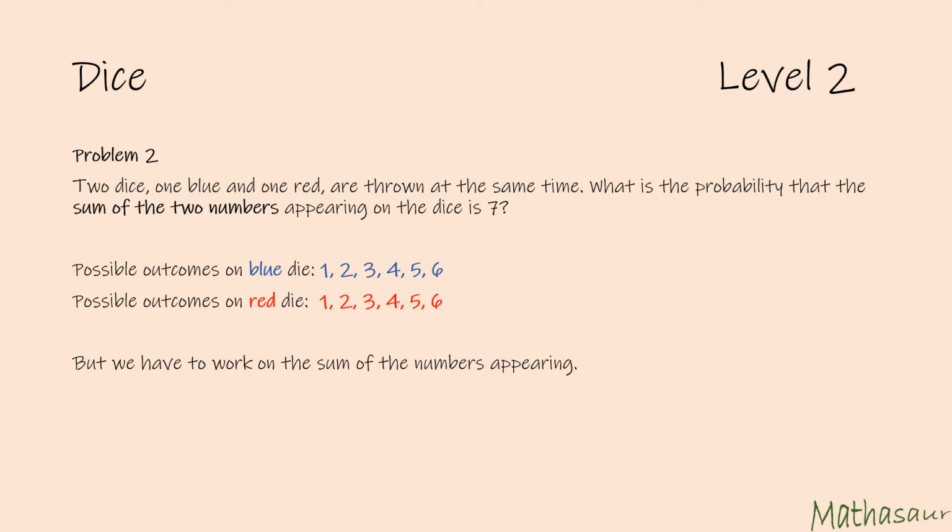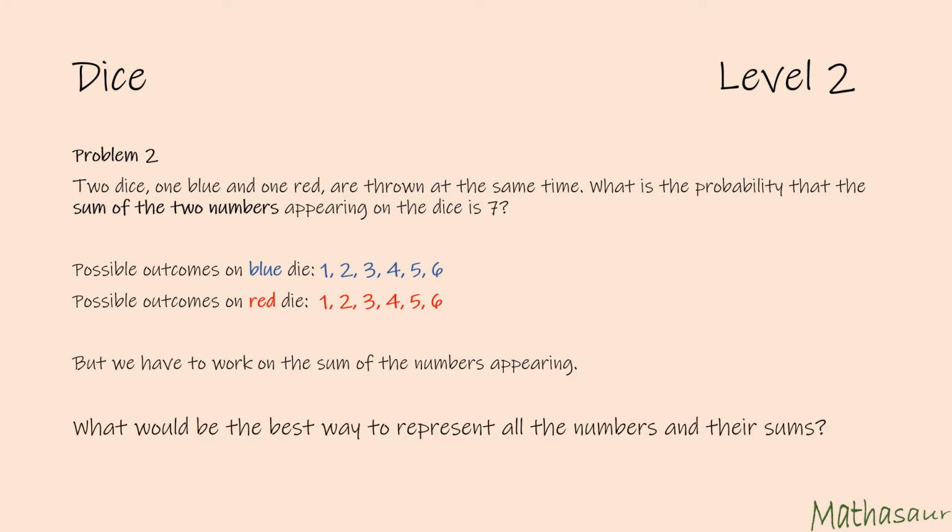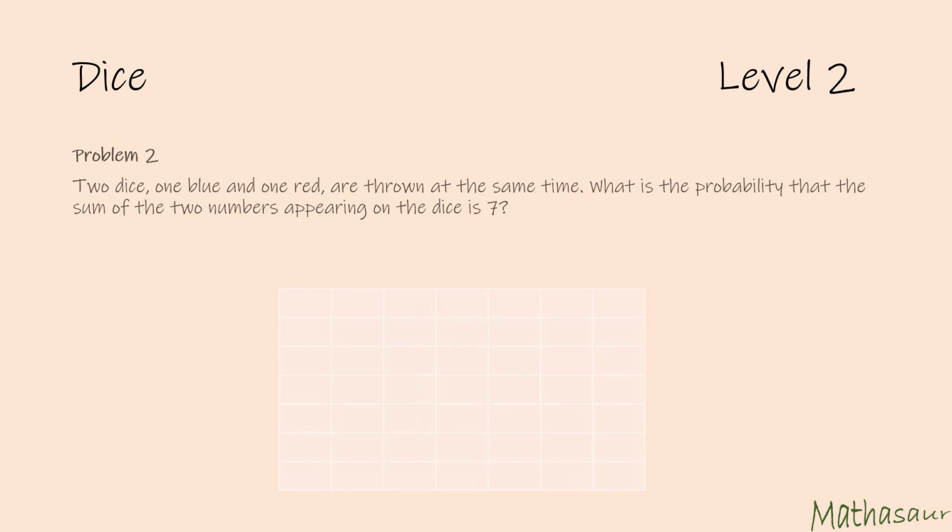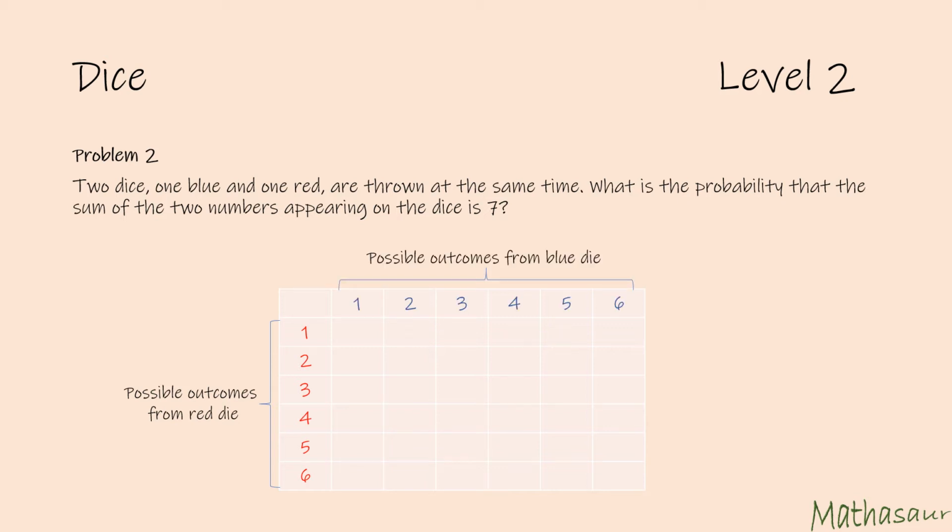But we have to work on the sum of the numbers appearing. Can you think of a way to represent all the numbers and their sums at the same time? We could draw a table. In rows, let us write the possible outcomes from red die. And in columns, let us write the possible outcomes from blue die. Now let us find the sum of the numbers and fill up the table.